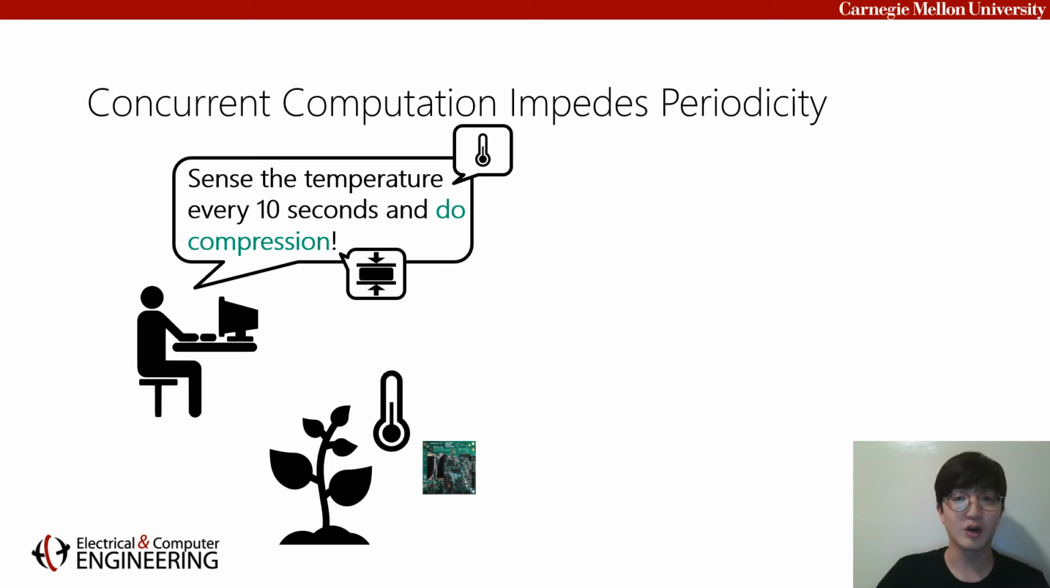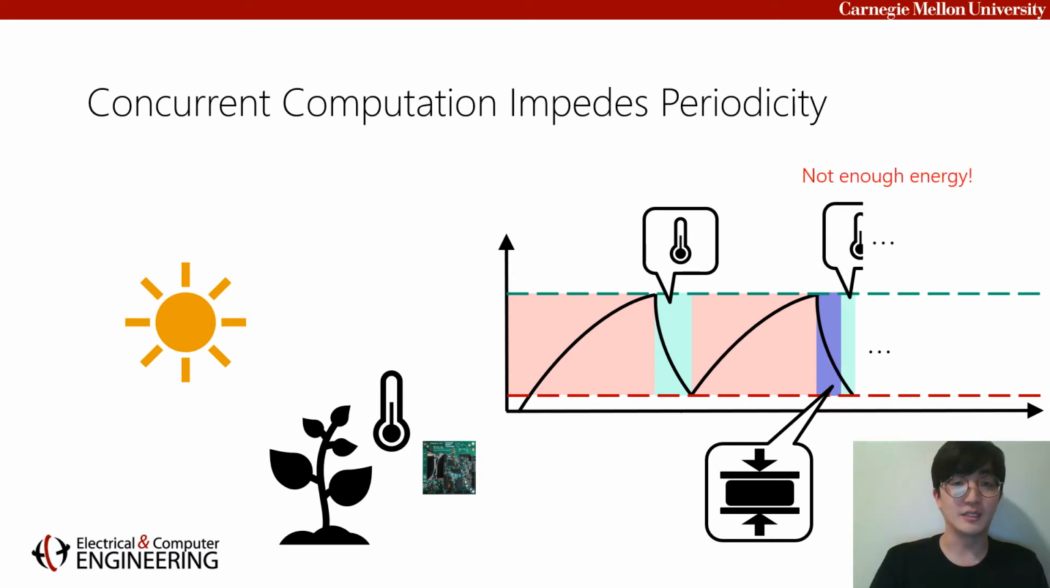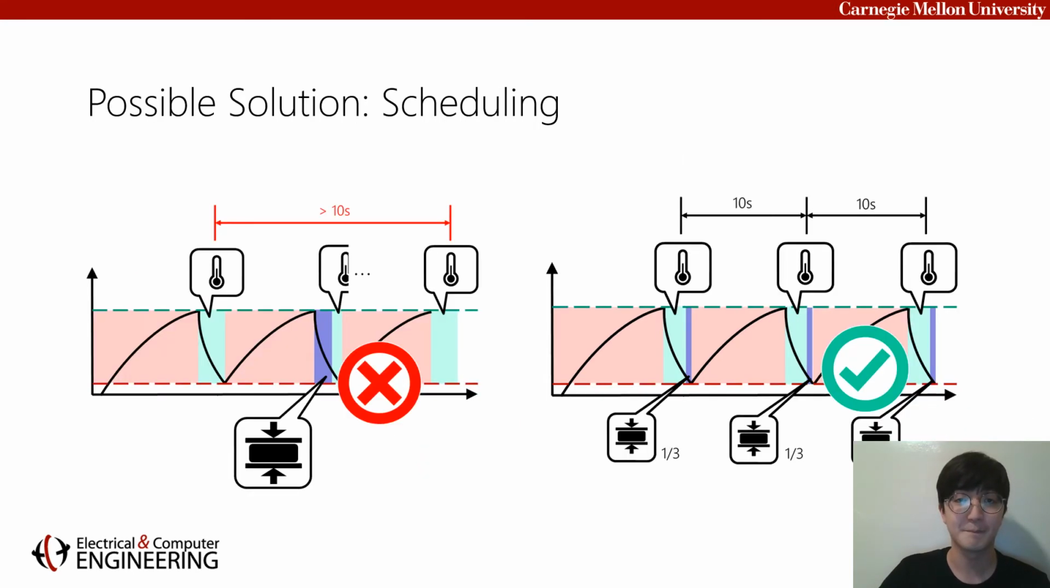Another problem can occur when multiple pieces of code are being executed concurrently. For example, one might write a program that collects data every 10 seconds and concurrently compresses the data. In such a case, when the system uses too much energy on compression, the system may fail to collect the data at the right moment because it might not have enough energy left in the buffer. And again, this will result in a violation of the user-specified period.